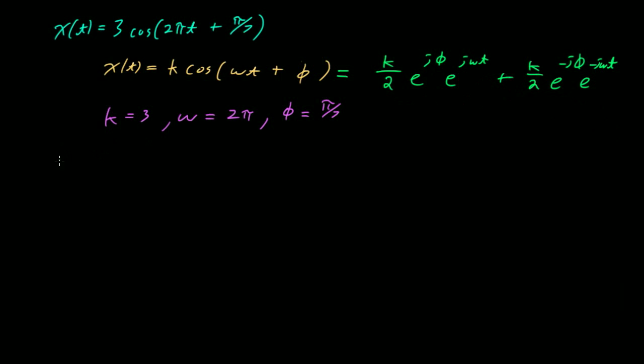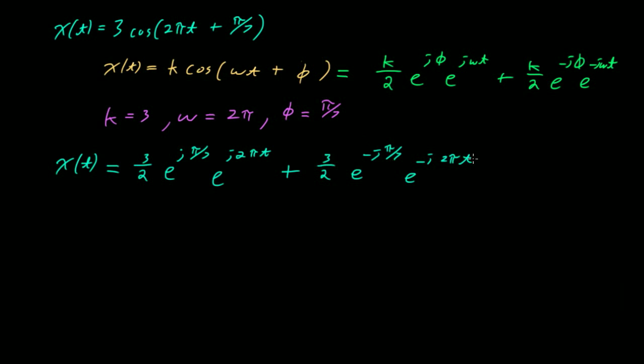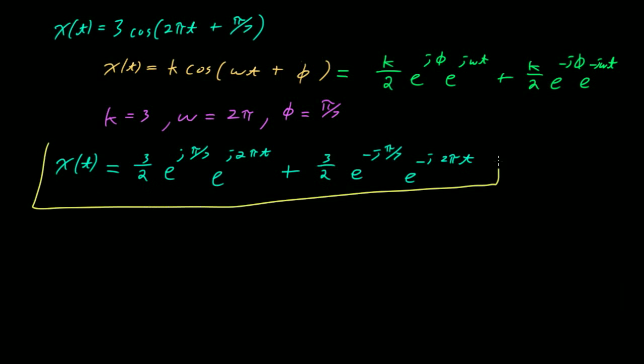So I can say that my function x of t can be represented as k over 2, so that's 3 halves, e to the j phi, e to the j pi over 7, times e to the j omega t, which is e to the j 2 pi t, plus k over 2, so k is 3, 3 halves, e to the minus j phi, e to the minus j pi over 7, pi over 7 is my phi, e to the minus j 2 pi t. And that's it. That's the answer.